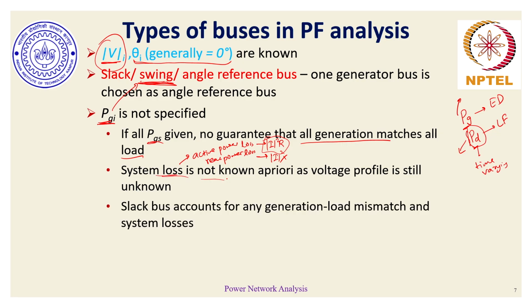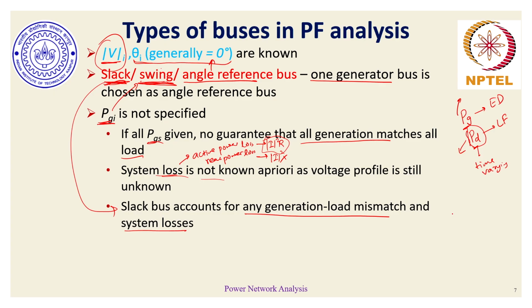So the slack bus or the swing bus, the term slack here, accounts for any generation-load mismatch and any system loss that would happen as the load is changing with respect to time. I hope I have explained the notion behind the angle reference bus, because the angle reference is chosen for the sake of finding our other voltage phase angles. The bus is also called a swing bus because we assume one of the generator buses to be this swing bus or slack bus, and slack comes in because the slack bus accounts for any power mismatch between generation and load and system losses.